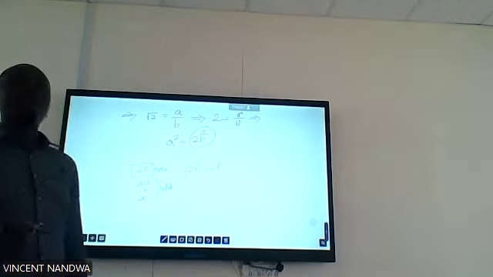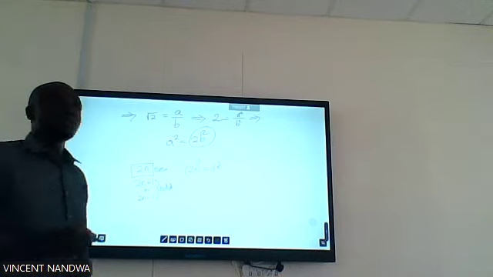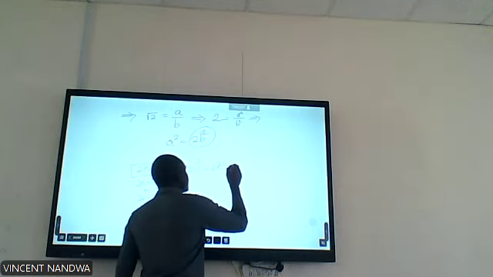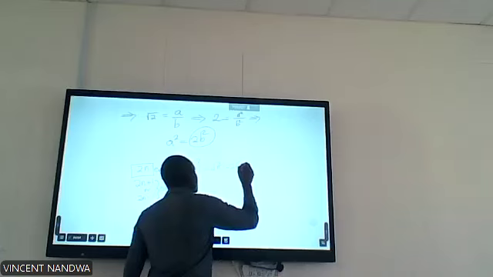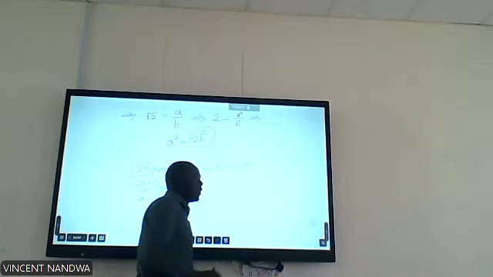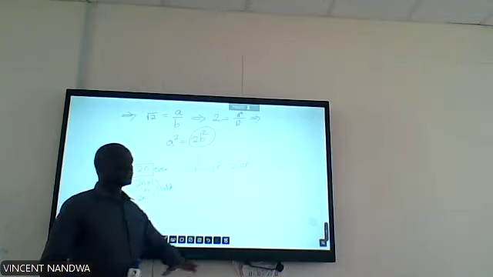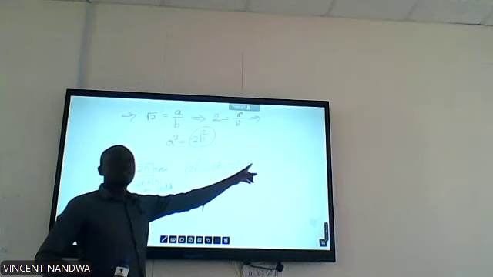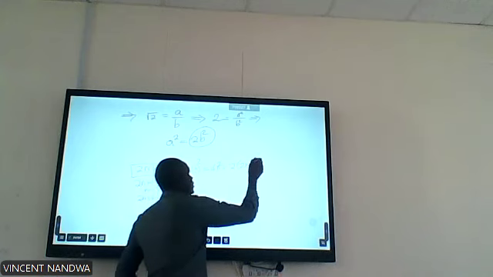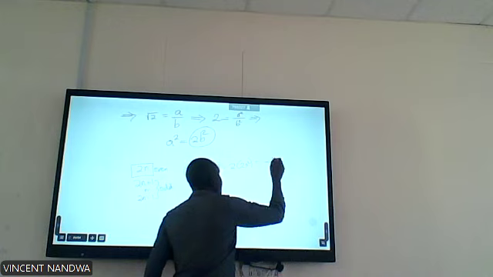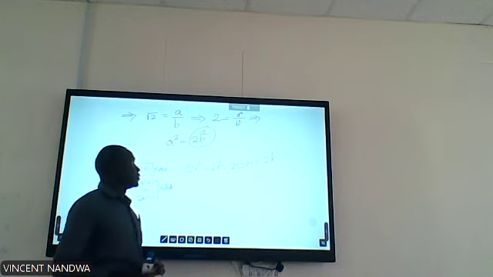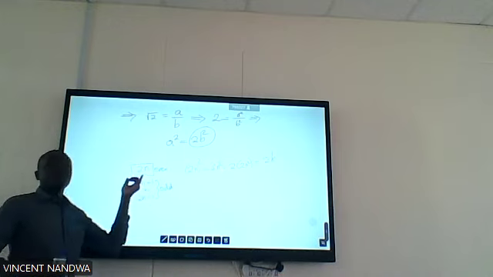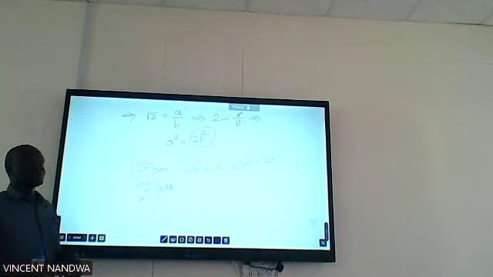Is this still even? This is the same thing as writing 2 into 2n squared. Remember, n is an integer, so 2 times the square of an integer is just another integer. So this is the same as 2k, which is of the same form. So the square of an even number is also even.